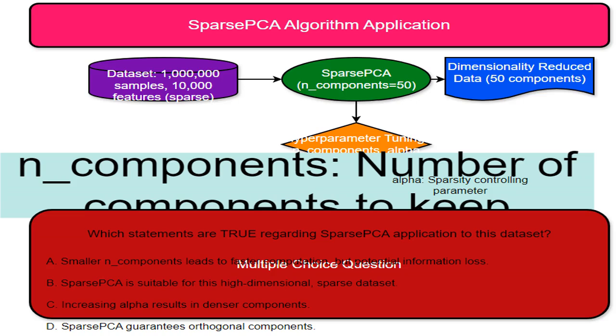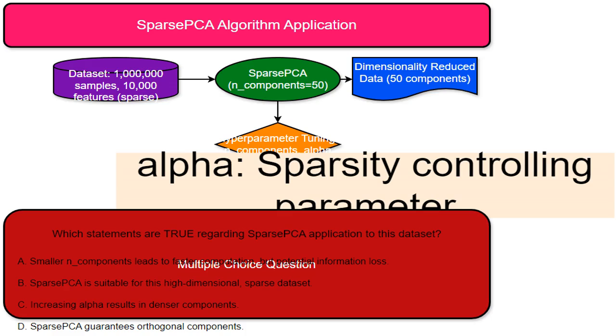However, if you reduce the number of components too much, you're likely to lose crucial information from your dataset. Think of it like summarizing a book. A shorter summary is quicker to write, but you'll probably lose some details. This statement is also true.